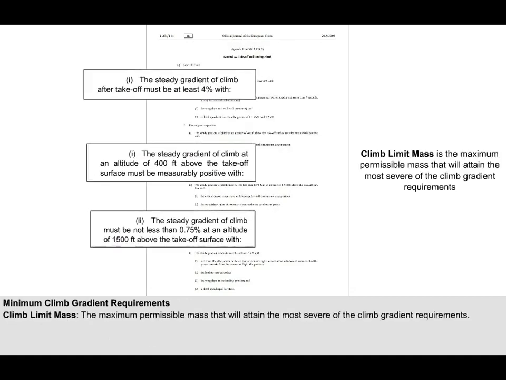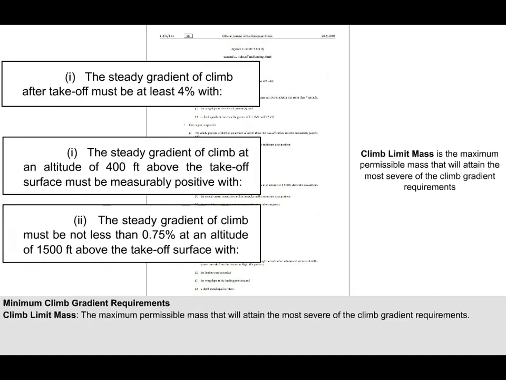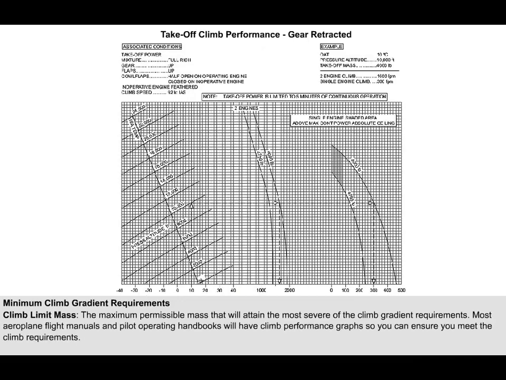The aim of these minimum climb gradients is to ensure that the aeroplane is operated within an appropriate safety margin. The maximum mass that will allow the aeroplane to attain the minimum gradients is called the climb limit mass. Exceeding this mass will mean that the aeroplane will not be able to attain these minimum regulatory gradients.